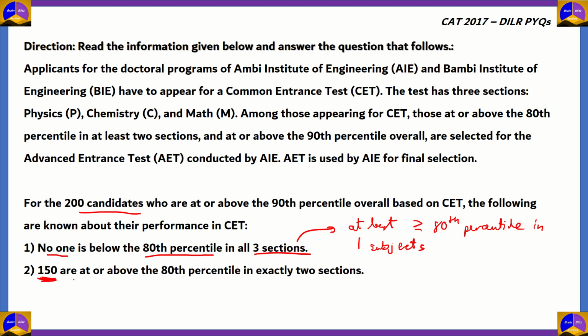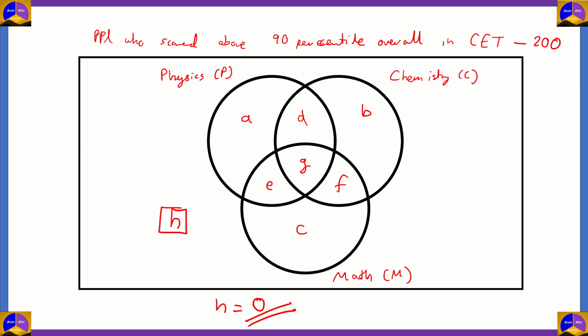150 candidates are at or above the 80th percentile in exactly 2 sections. Now, the term exactly 2 sections would mean that we have 3 cases. Those who have scored above the 80th percentile in physics and chemistry, those who have scored above the 80th percentile in physics and math, and those who have scored above the 80th percentile in chemistry and math. Now let's go back to our Venn diagram. If you can see, G here represents all 3 subjects because all 3 circles overlap at that particular area.